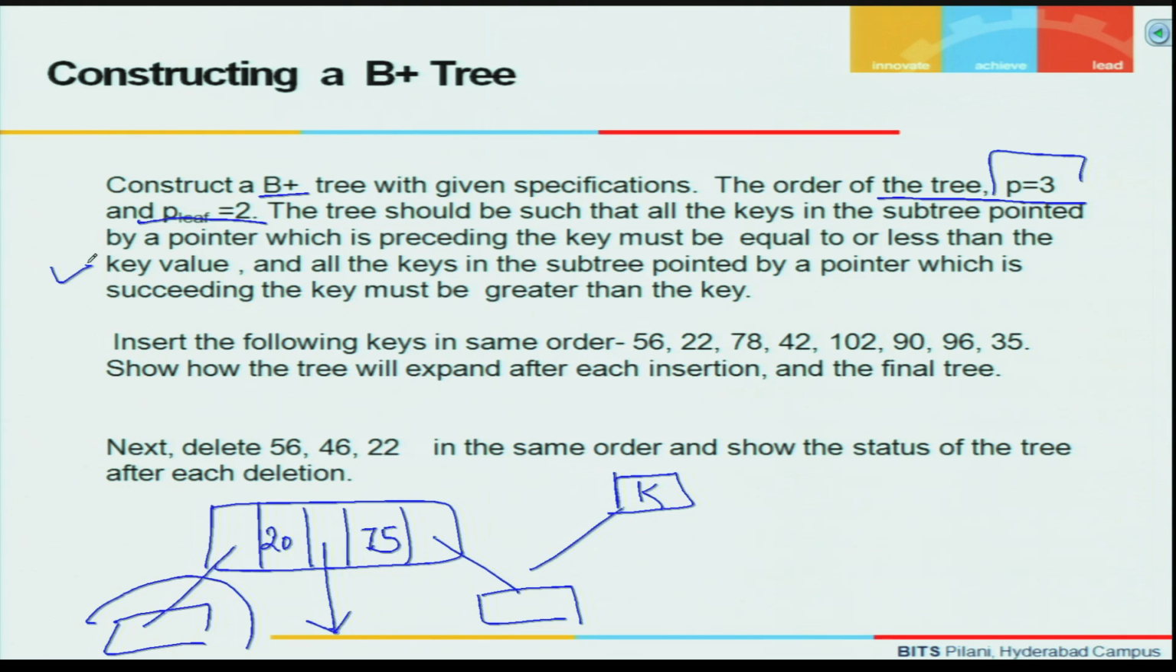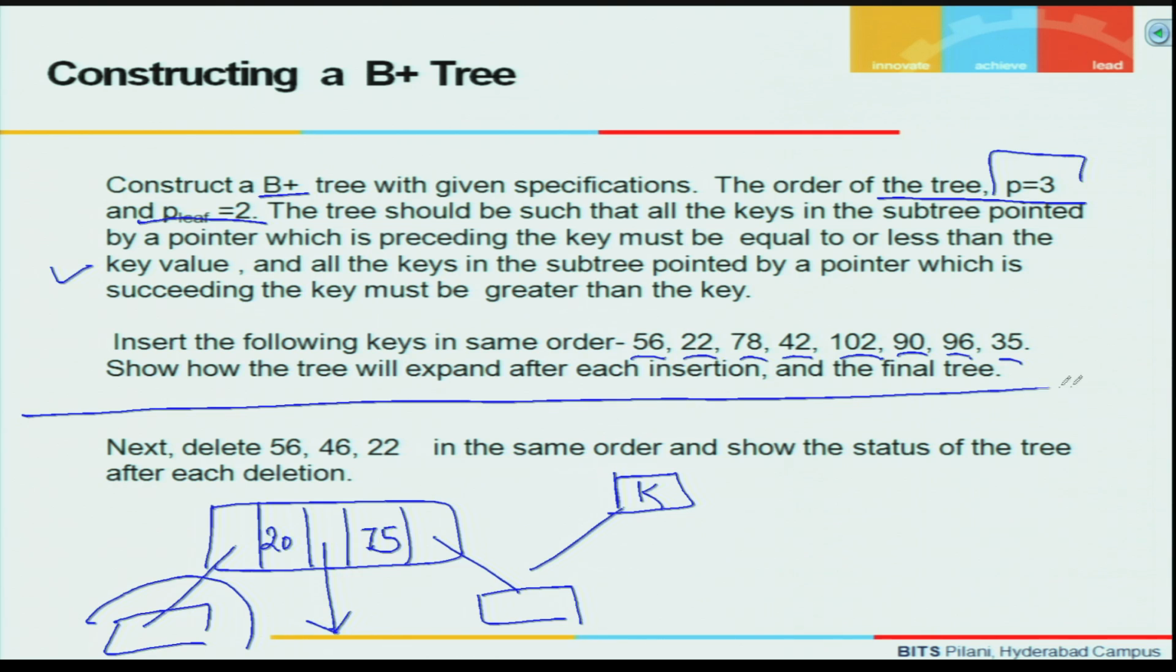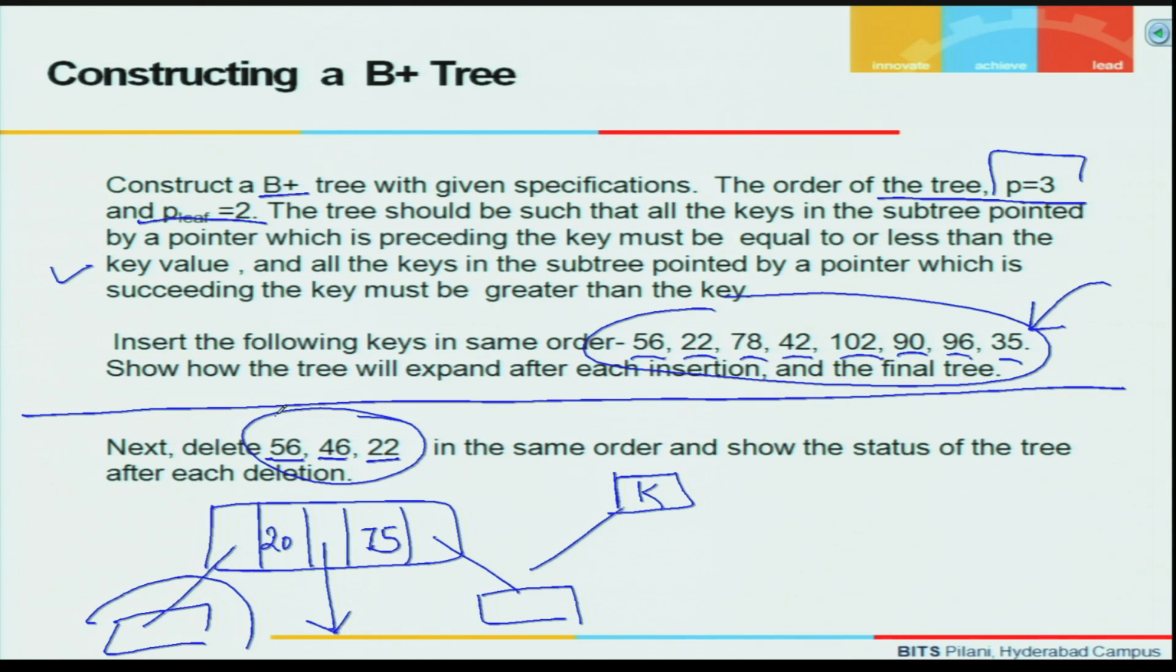And insert the following keys in the same order: insert 56 first, then 22, 78, 42, 102, 90, 96 and 35. We need to show how the tree will expand after each insertion, and the final tree should be displayed. Once the tree construction is over, our next job is to delete the key values 56, 46 and 22 in the same order from the tree. First inserting these values and then deleting them from the tree. That is the problem given.